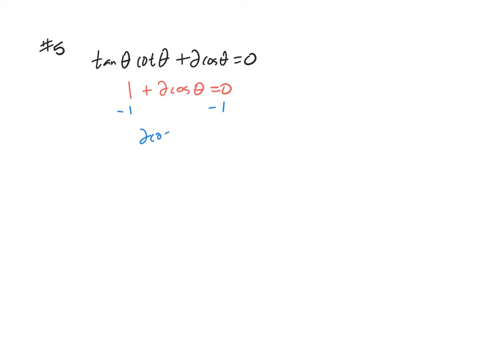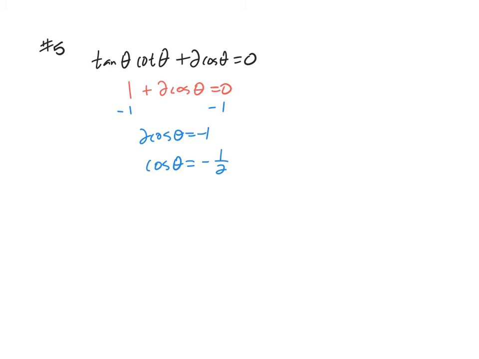So for this one, we had tangent theta cotangent theta plus 2 cosine theta equals 0. So now tangent times cotangent will always equal 1, plus 2 cosine theta equals 0. We subtract the 1, 2 cosine theta equals -1, divide by 2 on both sides, -1/2.